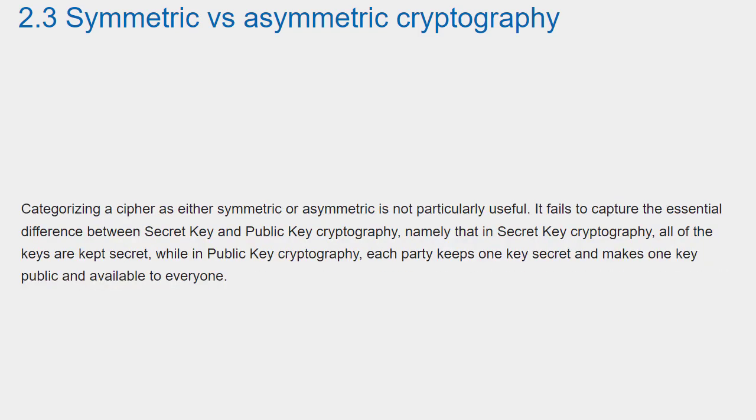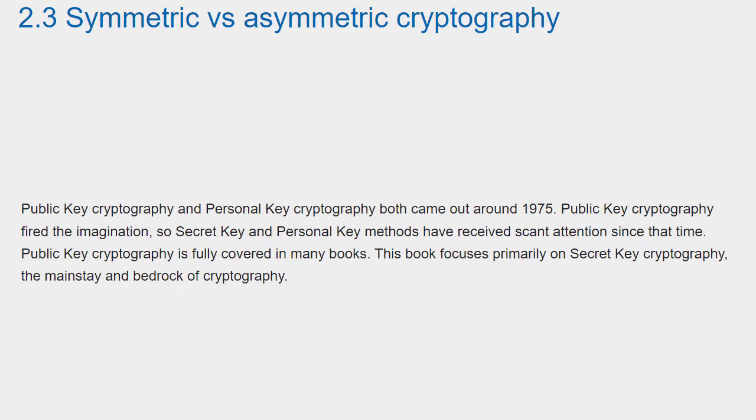Categorizing a cipher as either symmetric or asymmetric is not particularly useful. It fails to capture the essential difference between secret key and public key cryptography, namely that in secret key cryptography all of the keys are kept secret, while in public key cryptography each party keeps one key secret and makes one key public and available to everyone.